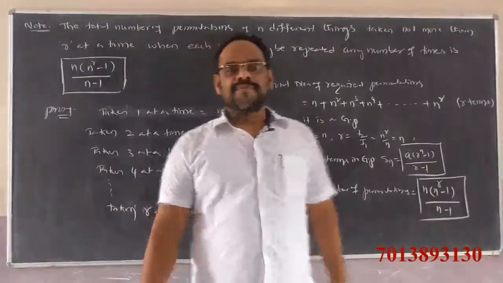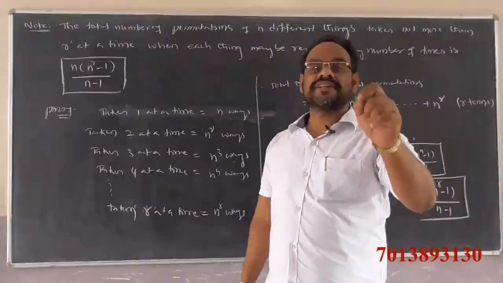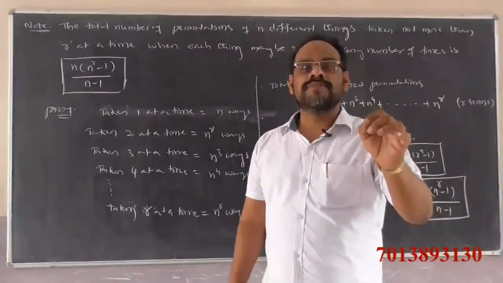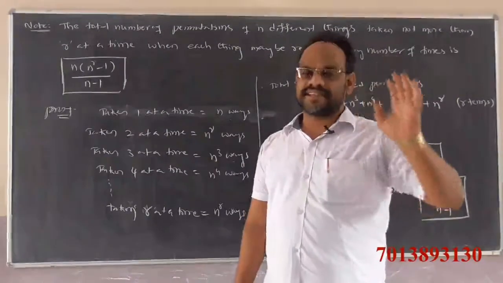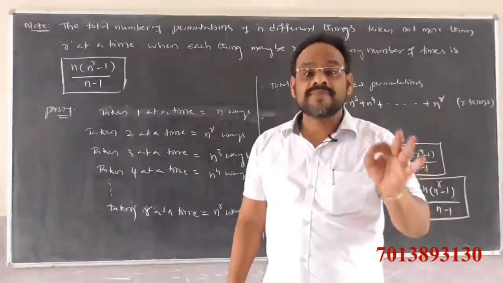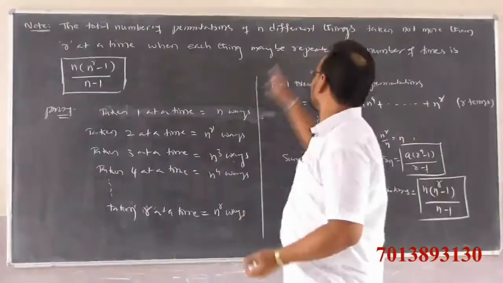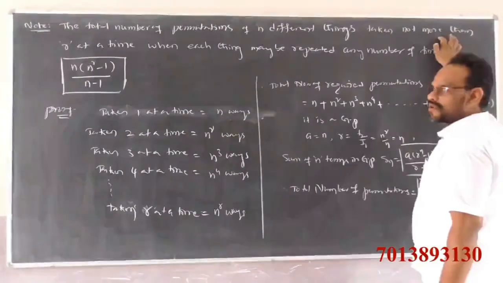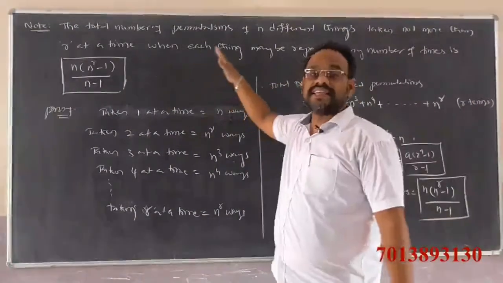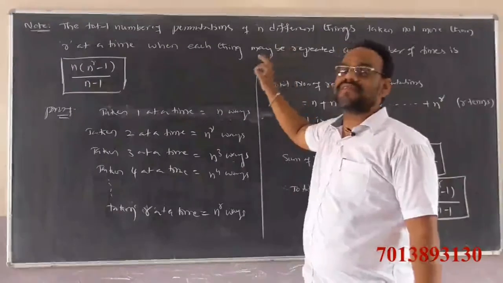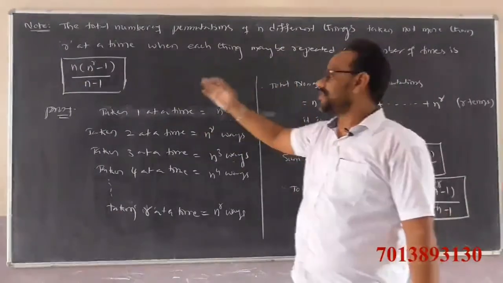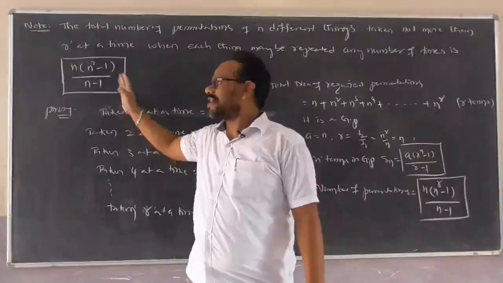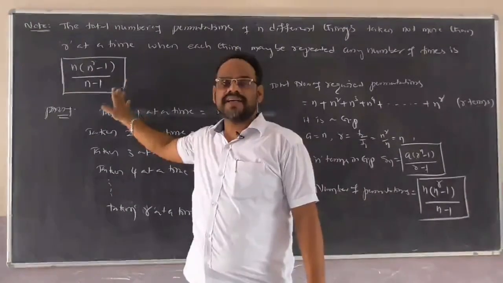Observe here. The total number of permutations of n different objects taken not more than r things at a time, then each thing may be repeated any number of times. The formula to calculate the number of permutations is n into n power r minus 1 by n minus 1.